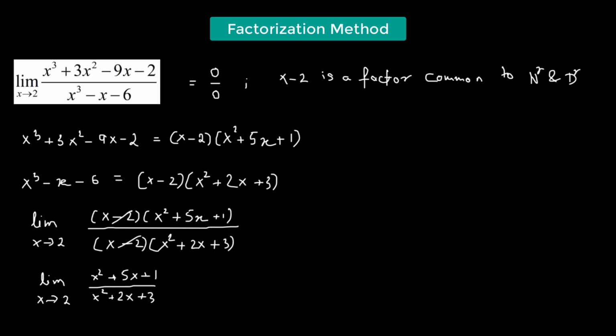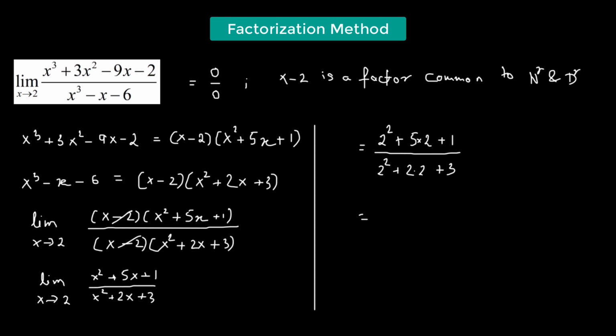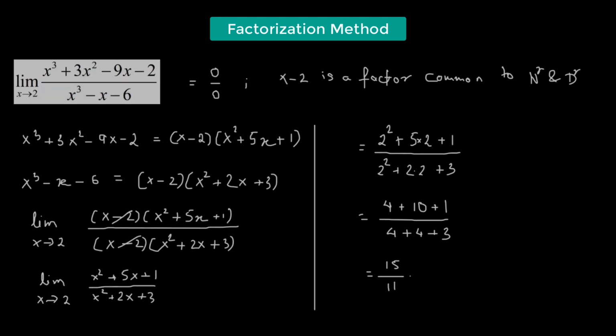So now we are going to substitute the value of x, and that is going to give us 2 squared plus 5 times 2 plus 1 divided by 2 squared plus 2 times 2 plus 3, which will be equal to 4 plus 10 plus 1 divided by 4 plus 4 plus 3. So the final limiting value of the given rational function will be 15 over 11 when x approaches 2.